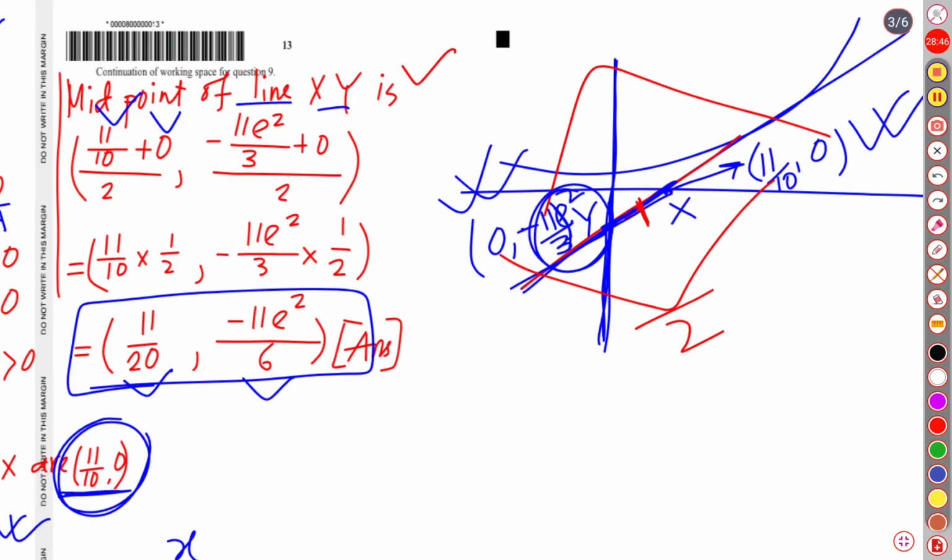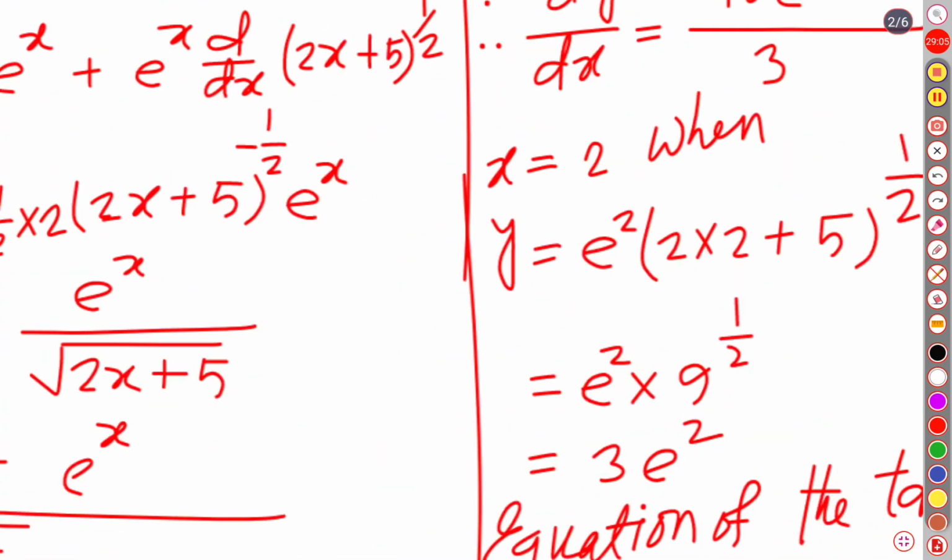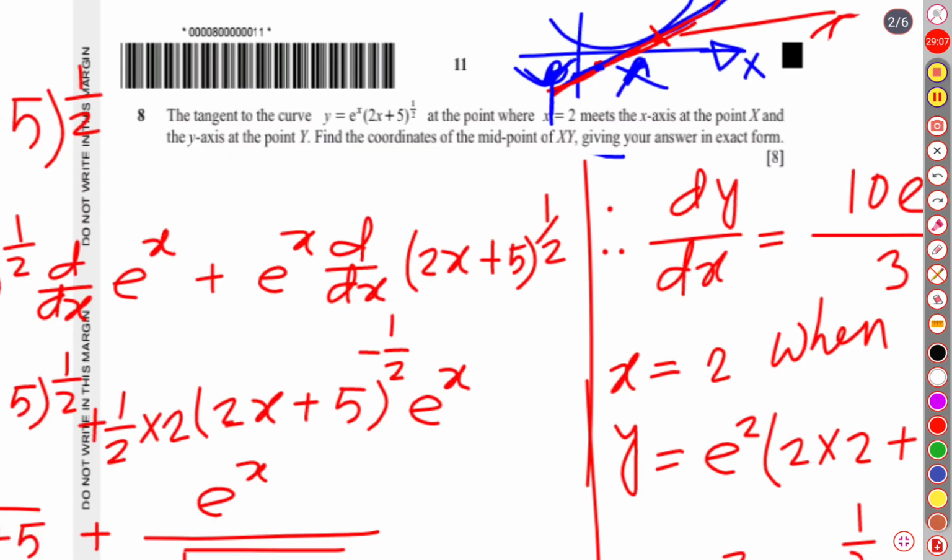Now let me show you the whole picture together so that you can copy it. Yes, this is the first part of the solution. So if I recap, let me erase something from here also. By zooming it out, I can show you the question once again. They told that the tangent to the curve y equal to something at the point where x equal to 2 meets the x-axis at point x and the y-axis at point y. Find the coordinates of the midpoint of xy, giving your answer in exact form.